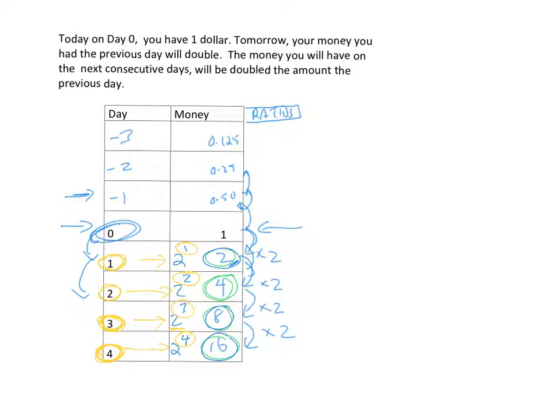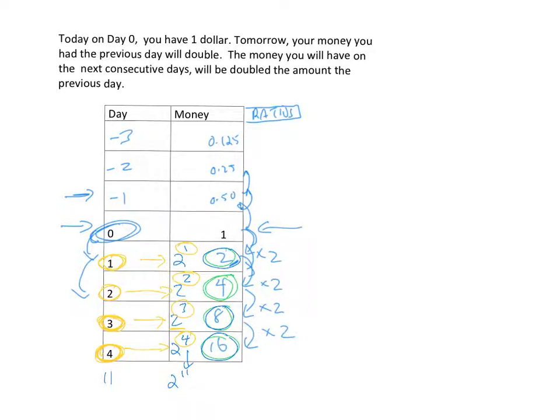So if I were to continue this pattern, let's just say I wanted to go to day 11. Well, after 11 days, how much money would I have? Well, based on this pattern over here, you would write 2 to the power of 11. And if you put that on your calculator, you're going to get a huge number. So that's the pattern going on. And that's how exponents are related.